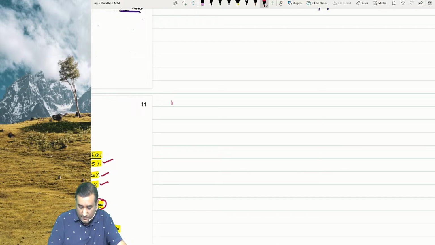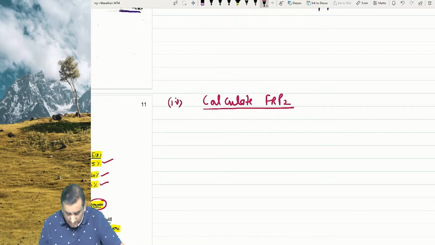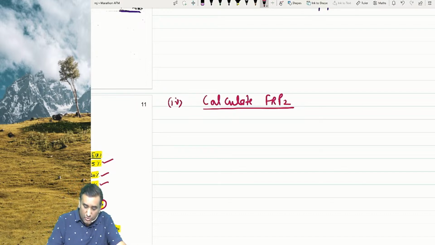Calculate FRP2. Actually, I could have taken a separate example, but instead of doing that, we are calculating the FRP2 in this only. Calculate FRP. It's basically we'll use simultaneous equations, what we have done in the junior classes, or linear equations. We'll use that.